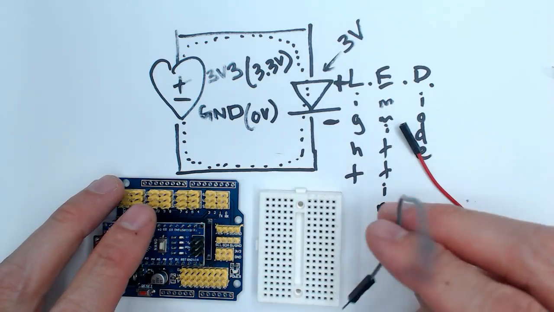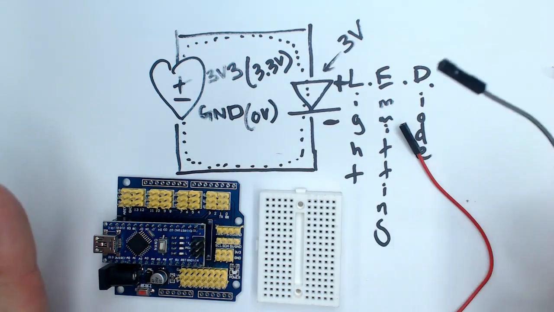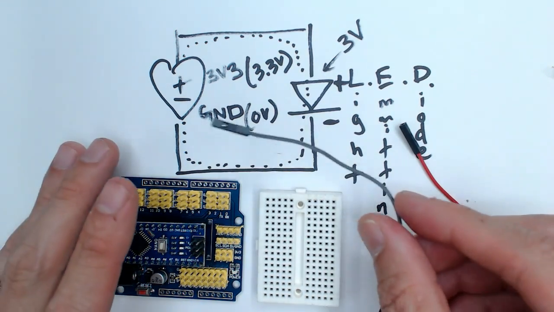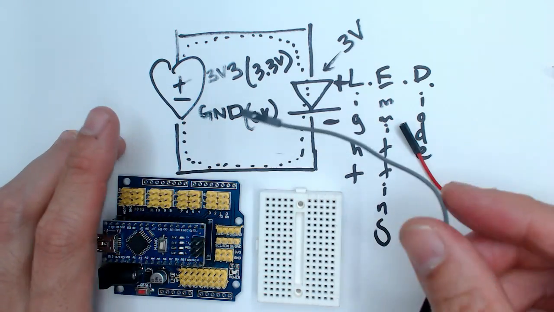The other one is that the minus is always something like gray or black, okay? If you have a black one in there, you can use black. Gray is close enough. So the minus is always going to be, that's why I'm using the gray.